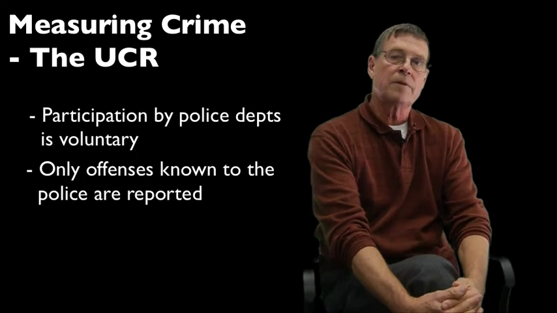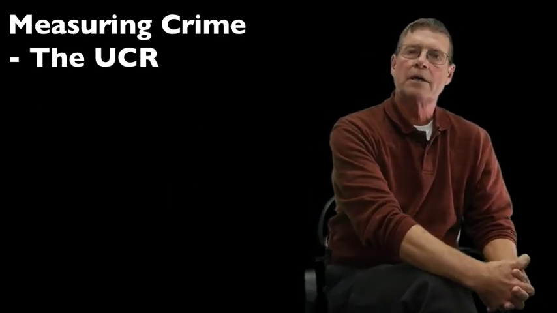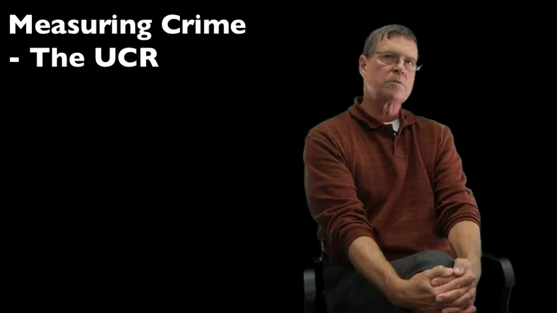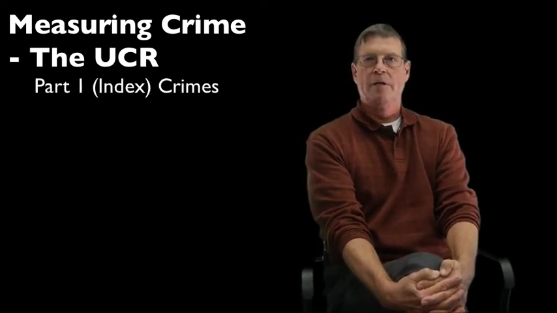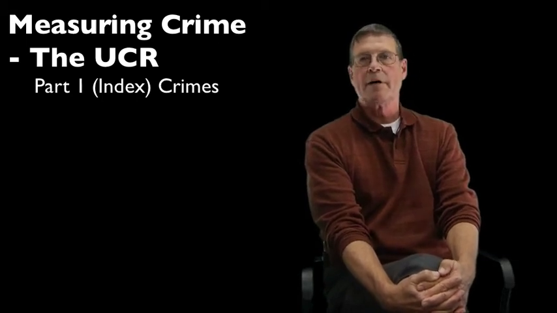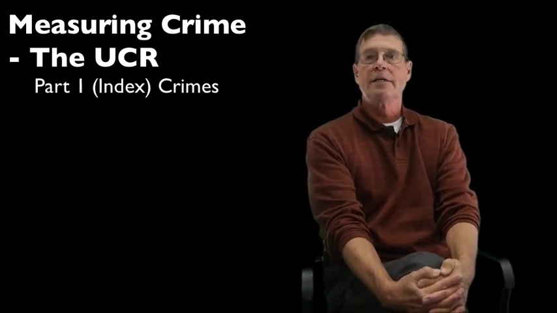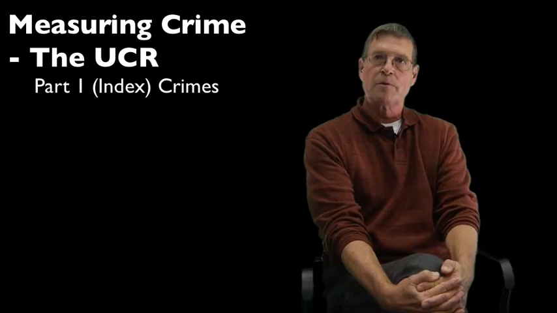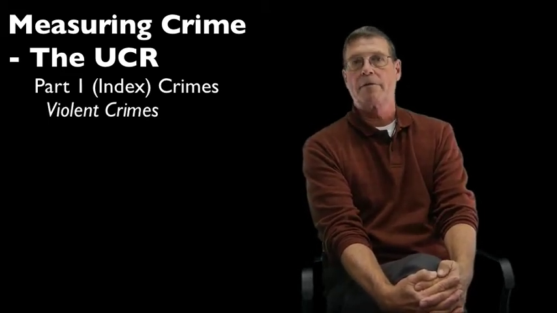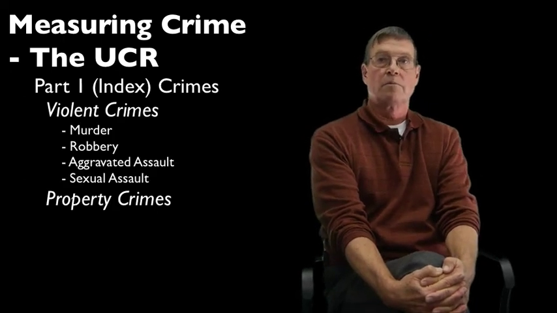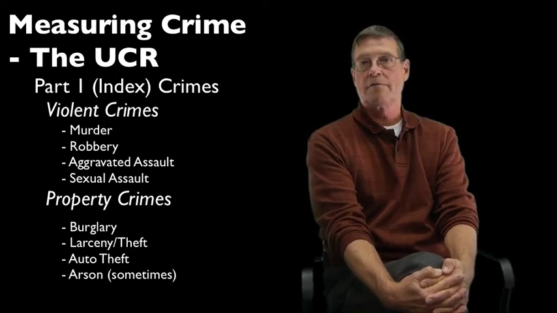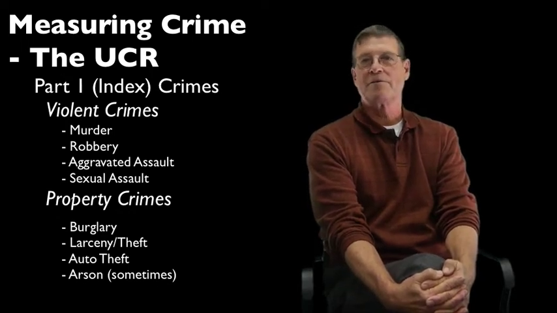Now, the Uniform Crime Report breaks crimes into two parts. The first part, referred to as Part 1, we'll also learn to call the index. The index crimes are chosen by the FBI many years ago, and we continue using these as the index because they can be used to compare year by year. Part 1 is broken into two categories, violent crimes and property crimes. The violent crimes are murder, robbery, aggravated assault, and sexual assault. The property crimes are burglary, larceny theft, auto theft, and recently the FBI is suggesting that we may want to include arson as well.